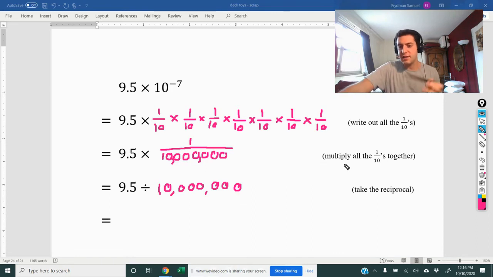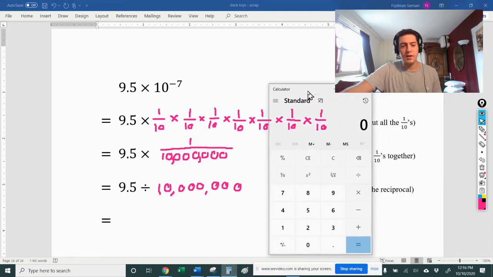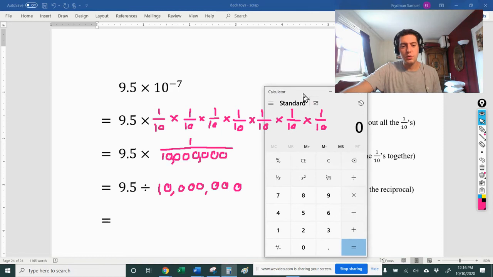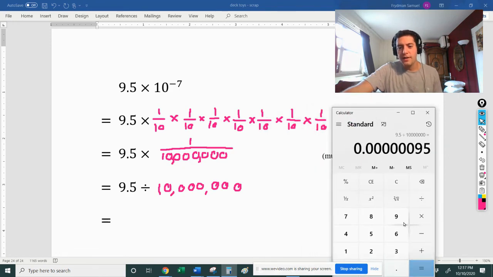And now for this activity, I'm going to let you use a calculator. Let's see if we actually do get the number that Rob got in his video. So we will do 9.5 divided by 10 million. That's a 1 with 7 zeros after it. Okay. 9.5 divided by 10 million. And that will give us the exact same number that Rob had, right? 0.000000095.